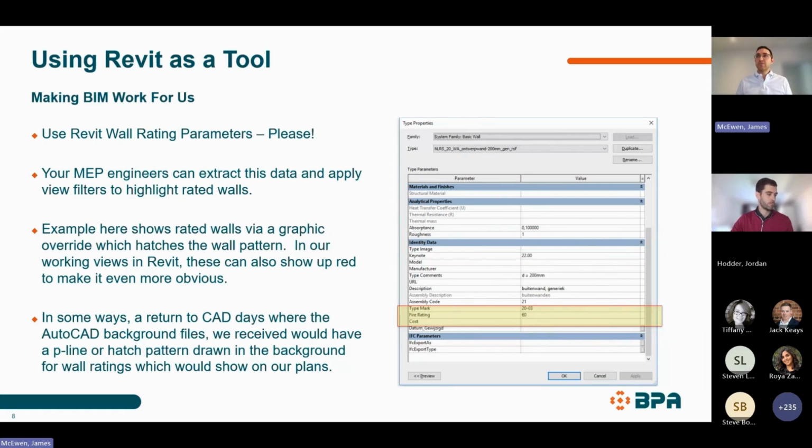And in some ways, it's a bit of a return to the AutoCAD days. I know when I started still working in AutoCAD, the architectural backgrounds that we would receive would often have P-lines for where the fire ratings were. So they were really obvious in the backgrounds where those ratings were. I think we've lost that a little bit in the transition to Revit, but we don't necessarily have to.